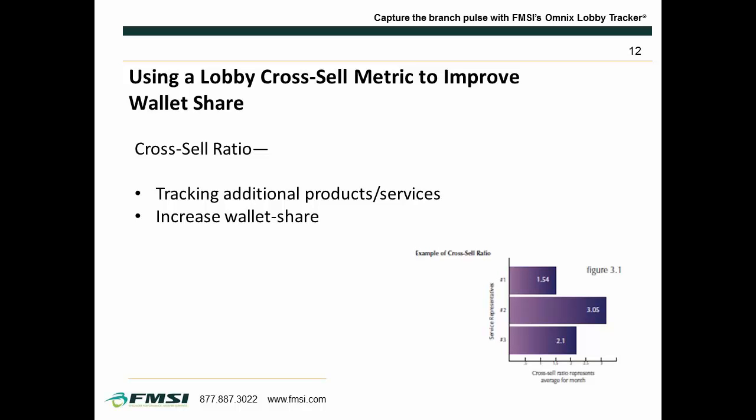For example, in the figure on this screen, on average, service representative number 2 sold approximately 3 times as many products as their account holders originally intended to purchase when they arrived at the branch. Extensive research has proven that when account holders purchase 3 or more products or services from your financial institution, they are much more likely to remain loyal.